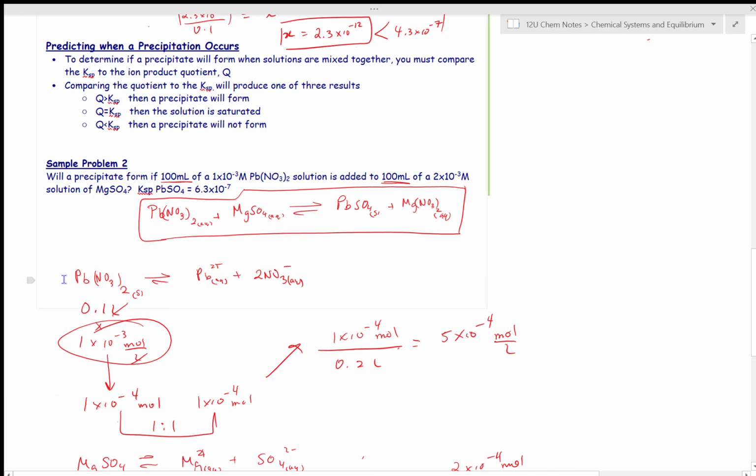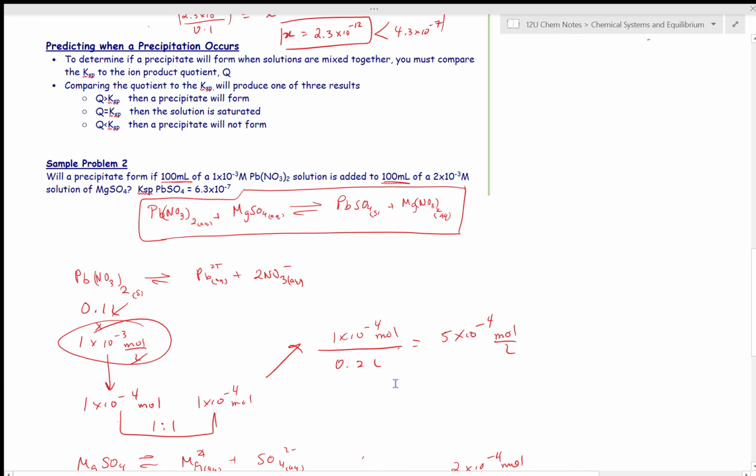I also know that there's a 1-to-1 ratio between the lead nitrate and the lead ion that is formed. So if I have 1 times 10 to the minus 4 moles of lead nitrate, I also have 1 times 10 to the minus 4 moles of lead ion in solution. Now, this is not going to produce the concentration by itself. The new concentration for the lead ions is the 1 times 10 to the minus 4 moles that we calculated divided by 0.2 liters. That's odd. Where does it say 0.2 liters anywhere in the question?